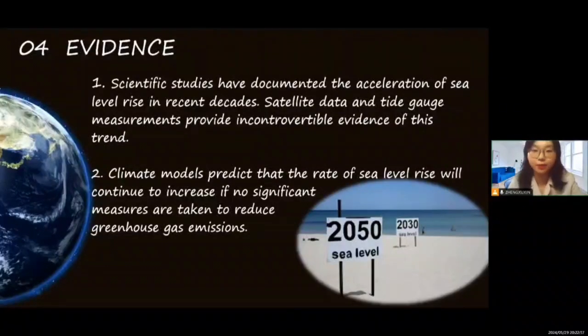In conclusion, the problem of global warming leading to rising sea levels is a complex and urgent challenge that requires immediate attention. It's imperative to address the root causes of this issue through a combination of economic, social, environmental, and political measures. By doing so, we can mitigate the devastating impact of sea level rise and protect the future of our planet. That's all of my problem statement.